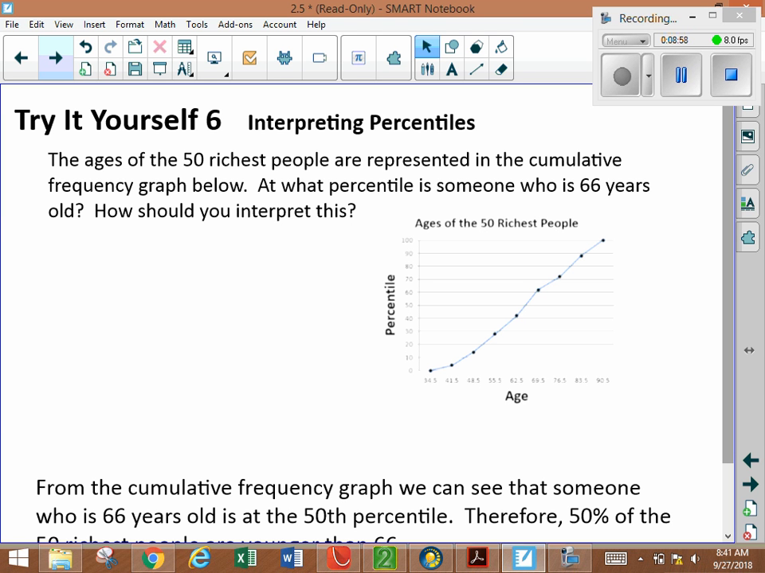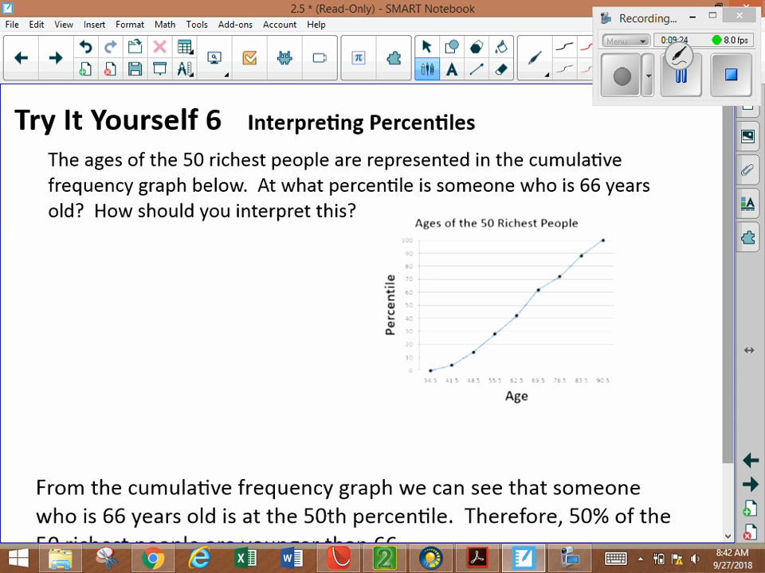Well, 66 years old. So this is actually called a what? Cumulative relative frequency. It's actually called the cumulative relative frequency plot graph. Different texts, different names. This is how you interpret this, okay?